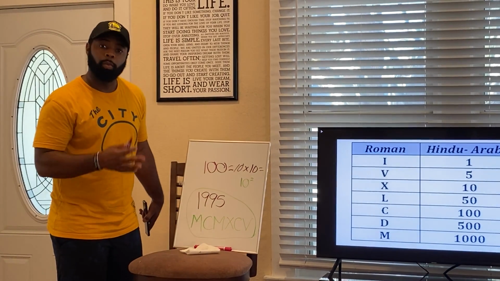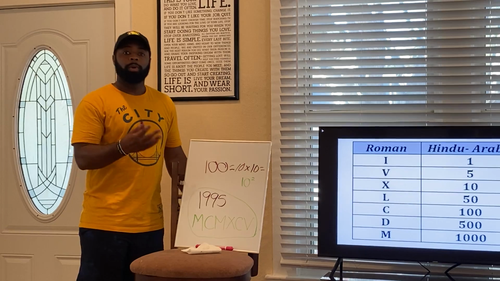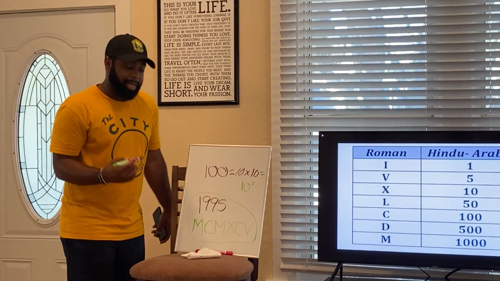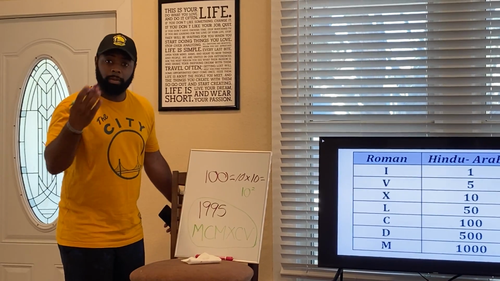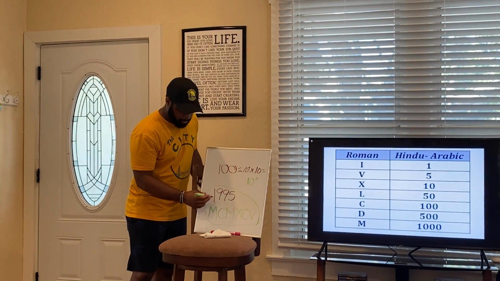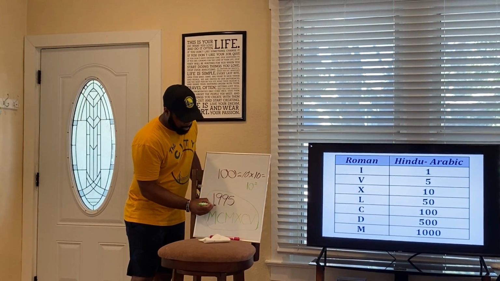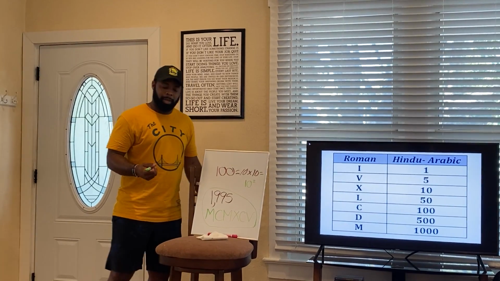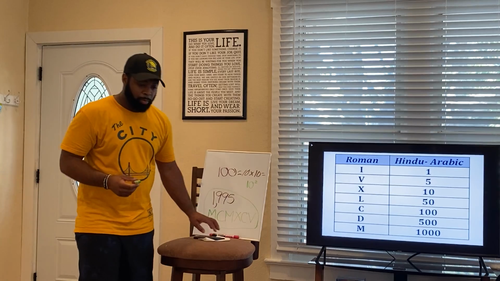But wait, what if we have to not make it a year, but what if we have to make it a quantity of something? And it's 1,995 units of something. Well, what do we have to add in there? Ah, yes, you are right. Our comma. Okay?